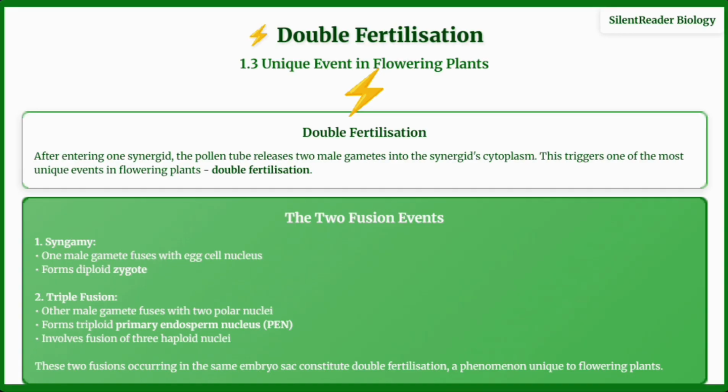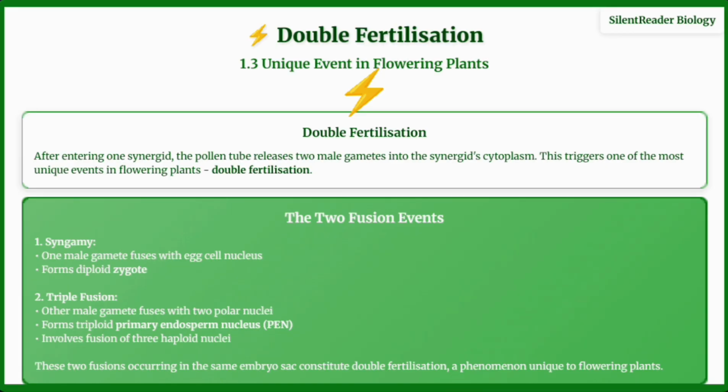The other male gamete moves toward the two polar nuclei located in the central cell and fuses with them to produce a triploid primary endosperm nucleus. Since this involves the fusion of three haploid nuclei, it's termed triple fusion. The occurrence of these two types of fusions, syngamy and triple fusion, in the same embryo sac is called double fertilization, an event unique to flowering plants.